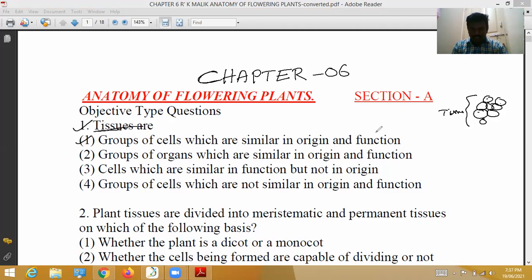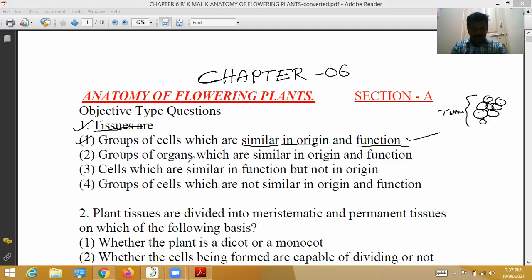In this one, a group of cells which are similar in origin. All the cells originate similarly and they perform a specialized function. Okay, option 1 is correct. Tissues are groups of cells which are similar in origin and function. This is the definition for the first question. So the first option is correct.